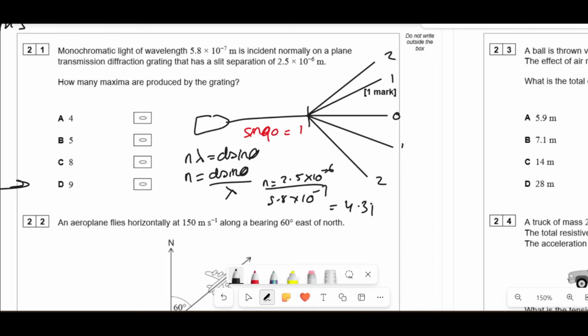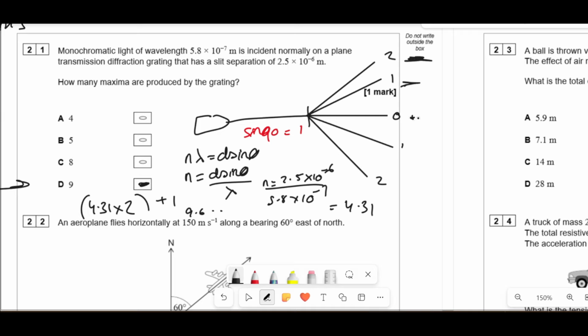That's the highest order. That doesn't tell us how many maxima we see, because all that means is we got 4.3 whatever. There's one maxima, another maxima, and another. It's asking how many maxima you actually physically see. So we have to double them. It's 4.31 times 2, but then there's also a maxima right in the middle where the order would be 0, so it's another plus 1. Times 2 plus 1 gives you 9.6, roughly, which is D. That's why it's D and not A, because it's not asking what the maximum order is, it's what maxima you're actually seeing here.